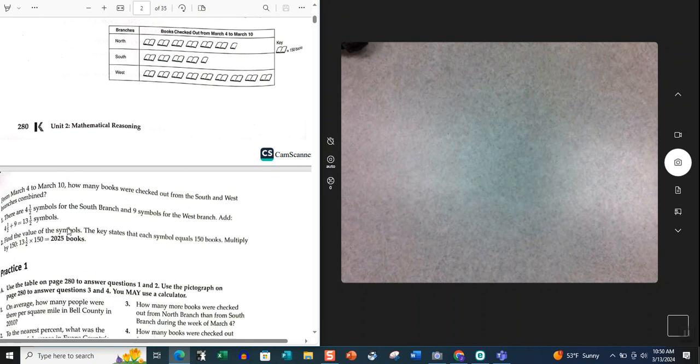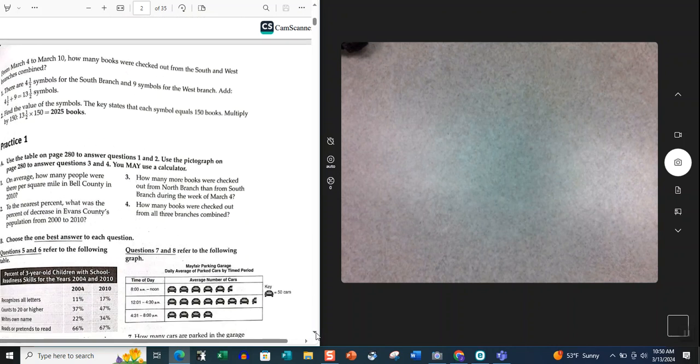Then we want to find the value of the symbols. The key states that each symbol equals 150 books. Multiply by 150. So we'll take 13.5 times 150, which gives us 2,025 books.